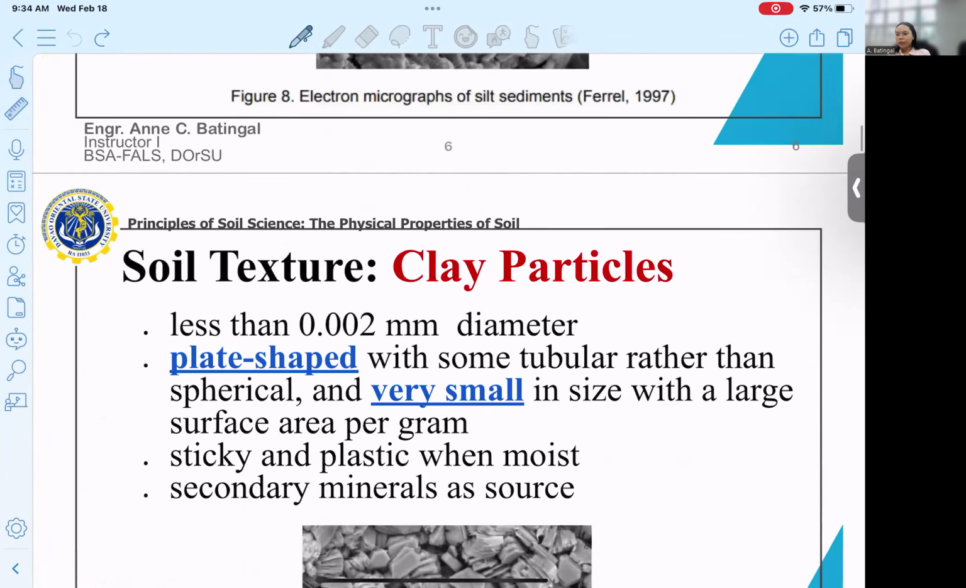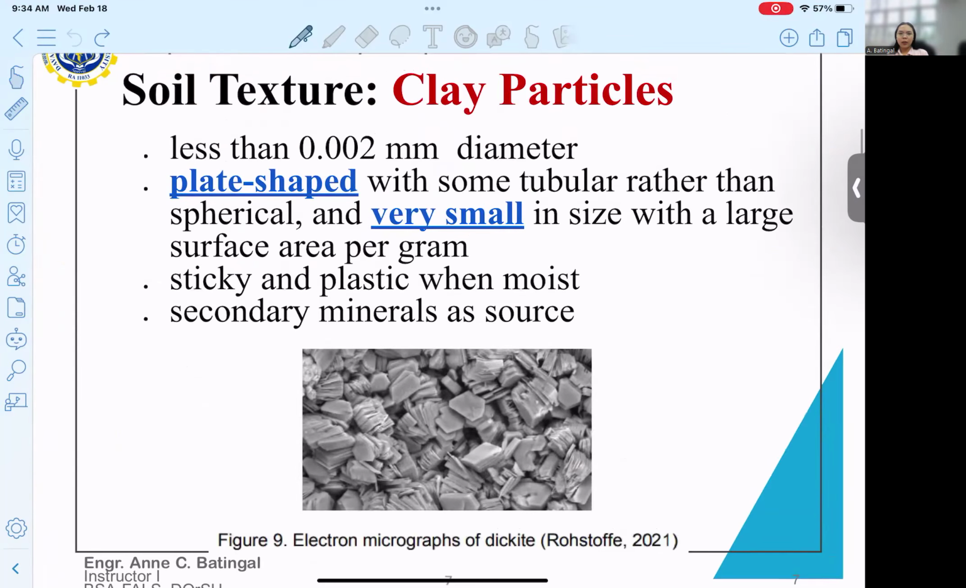Lastly, you have your clay particles. Now, your clay is very different from your sand and silt particles because it came from your secondary minerals na. Galing sa imong primary minerals, your primary minerals underwent chemical weathering na nakay secondary minerals. So your clay particles are characterized to have less than 0.002 millimeters in diameter.